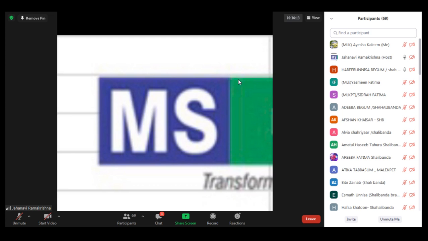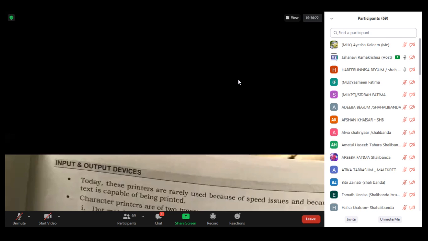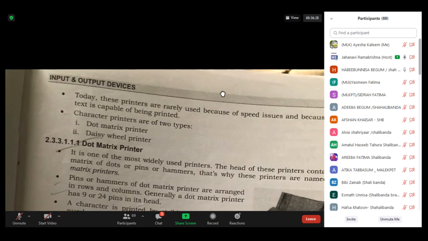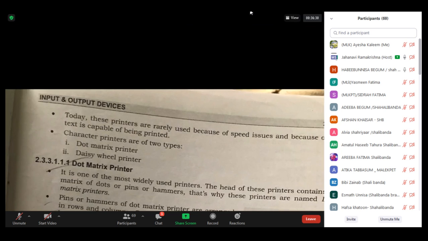Because this theory, after seeing, you yourself could understand very easily rather than me explaining for so long. If I make you clear with this picture, then you could see the dot matrix printer. Yes, most widely used printers. The head of these printers contains a matrix of dots or pins or hammers. Yes, what you exactly call.